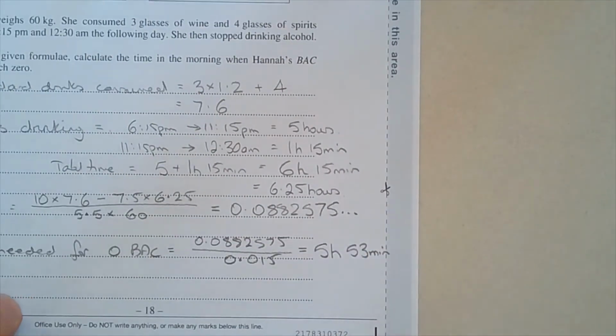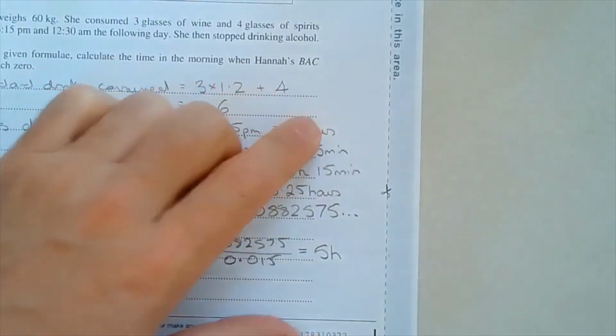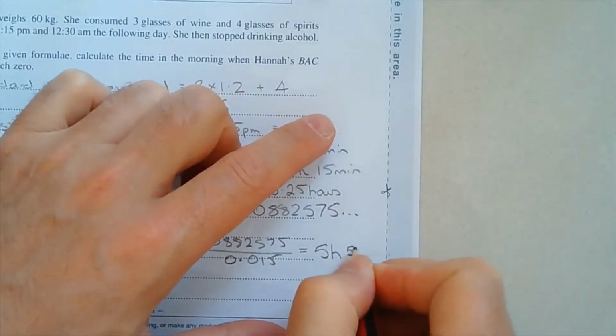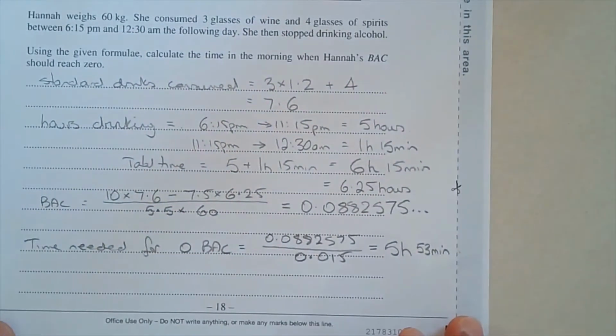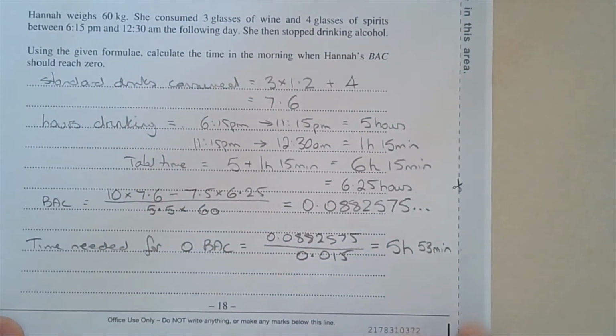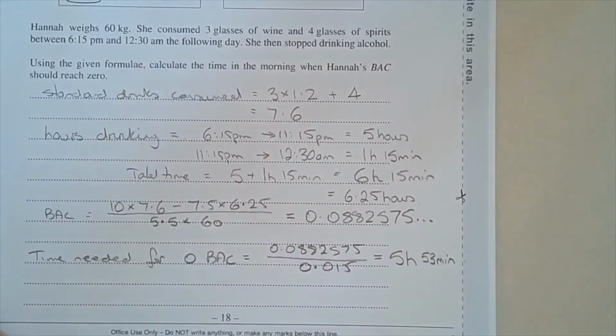Okay, probably write it a little bit smaller because we're not meant to write in the area there. Yep, 5 hours and 53 minutes. And now to work out what time her blood alcohol will reach 0, we add 5 hours and 53 minutes on to the time she stopped drinking, which is 12:30 a.m.